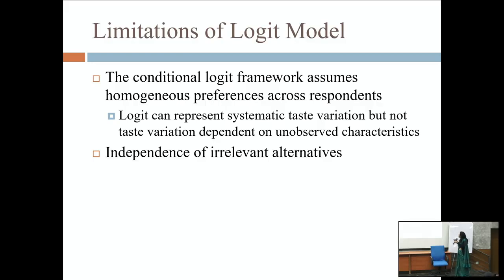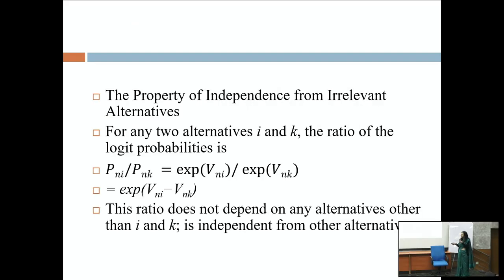But conditional logit has two limitations which we talked about, but I'm just repeating here. It assumes that preferences are homogeneous across all respondents, which is not true in reality, so we'll need to refine it. And it also assumes independence of irrelevant alternatives. It's very simple to see how, because if you take the ratio of two probabilities, P_ni by P_nk, so consider two alternatives i and k, and if you take that ratio, the denominator will get cancelled.